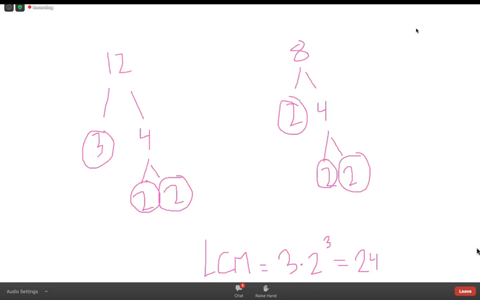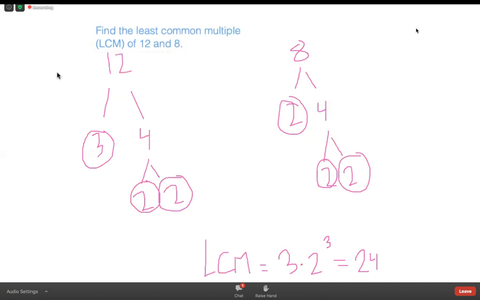Okay, can you please load? Okay, so some people don't understand this. That's okay. So I'm going to go through this again. The question was, find the least common multiple of 12 and 8.